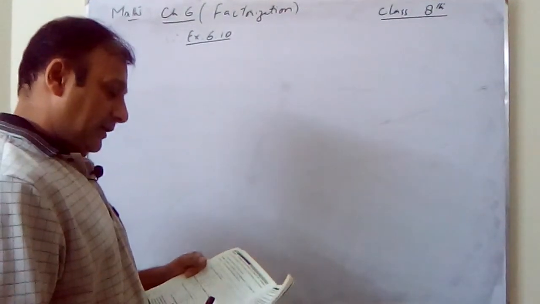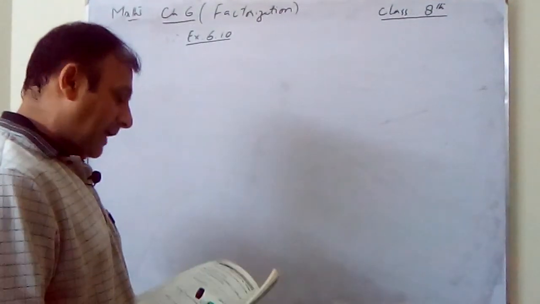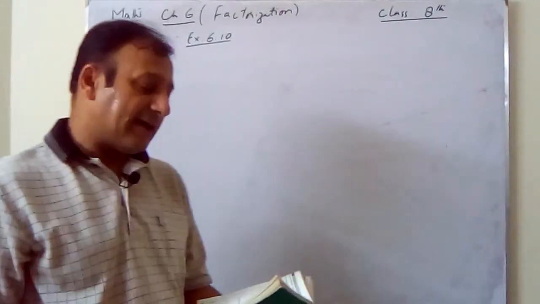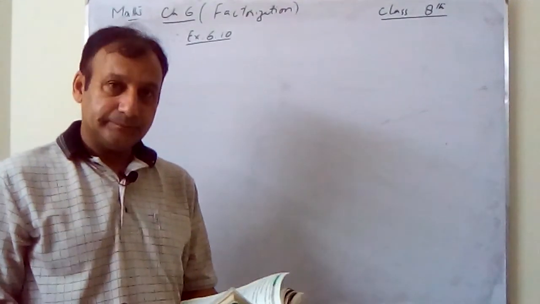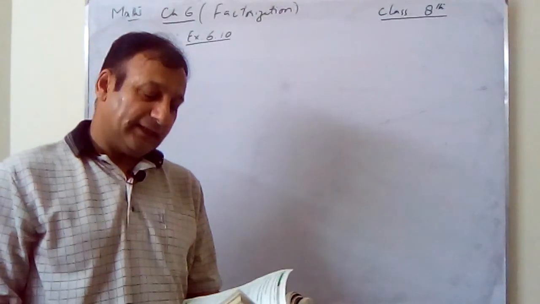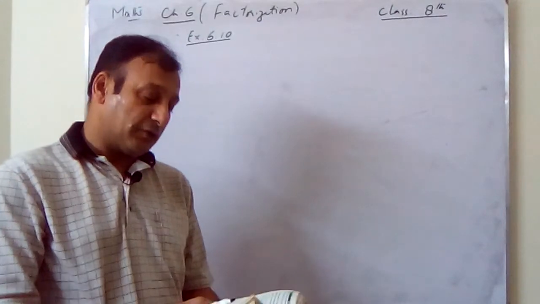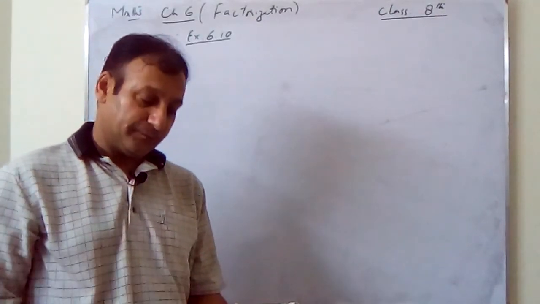So here comes the 5th question. Question number 5. Adnan is 7 years older than Adil. Find the ages when 1/4 of Adnan's age is equal to 1/2 of Adil's age.